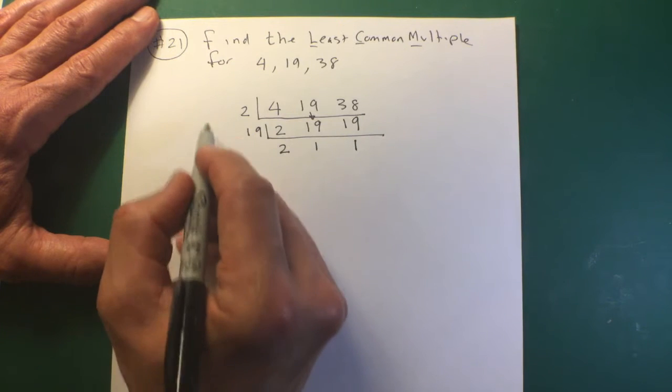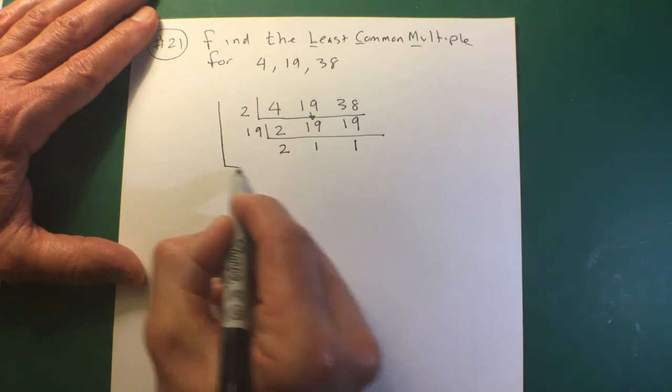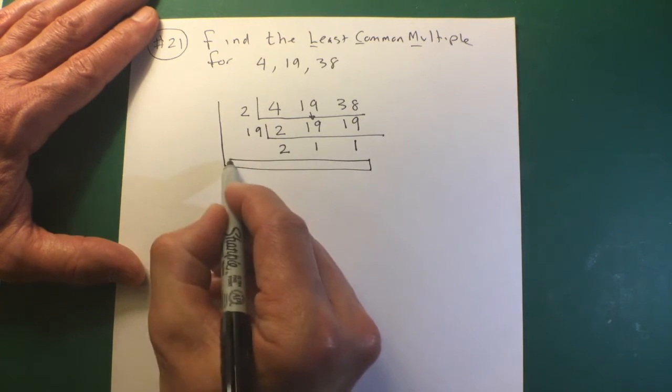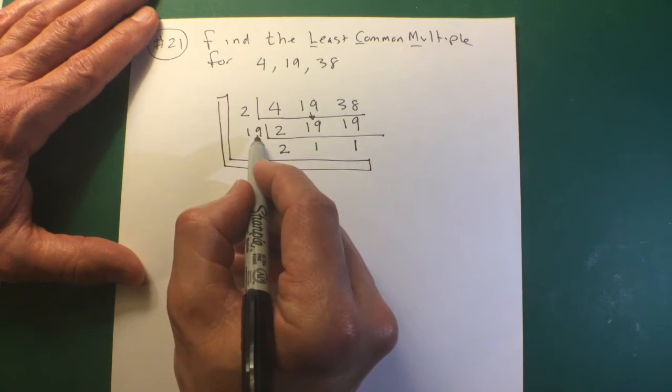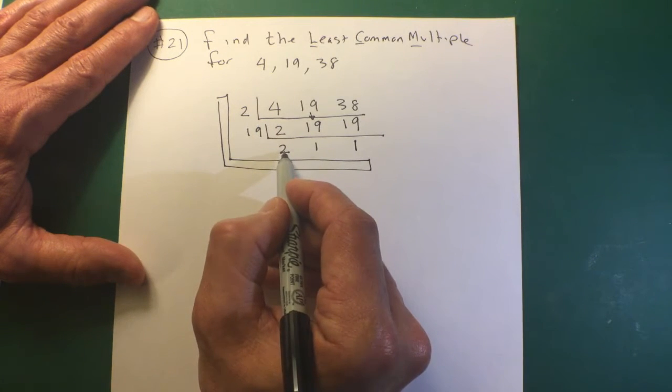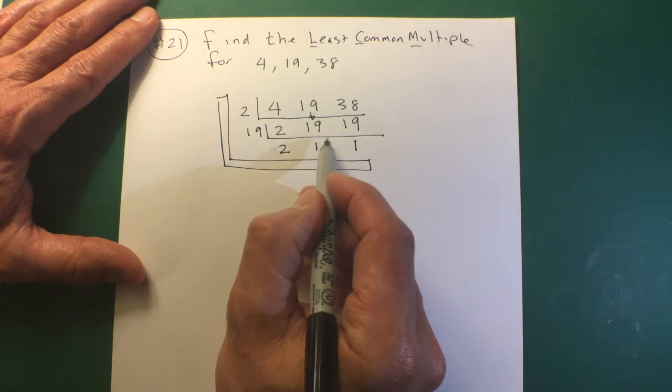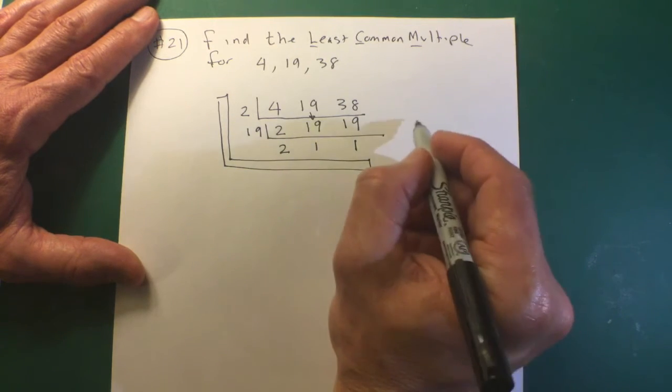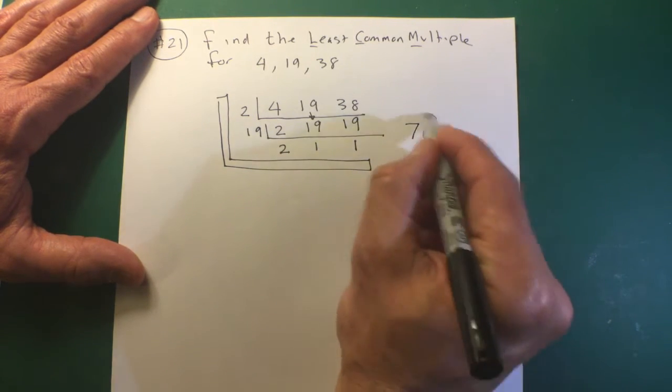So what you can do with the LCM is sort of just go straight across, if you remember this kind of idea. 2 times 19 is 38, times 2 is 76, times 1 is 76, times 1 is 76. So the answer was 76.